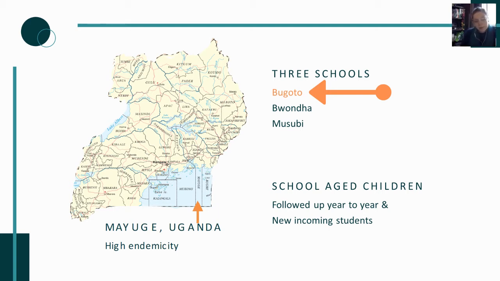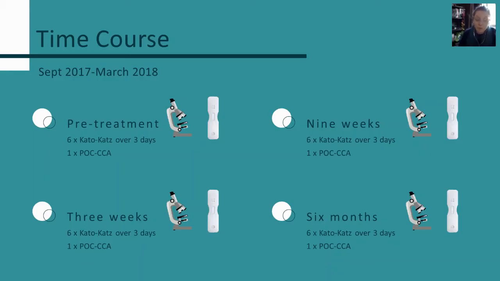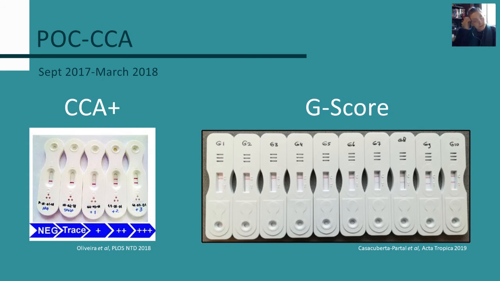For the purpose of this talk, I'm going to focus just on data from Bugoto. And I'm going to talk about an analysis that we've done with data from 4 time points. So data were collected pre-treatment, 3 weeks, 9 weeks, and 6 months post-treatment. And 210 school-age children provided samples for CAT-CATs and CCA. And we actually scored the CCA tests in 2 different ways. So first of all, with the manufacturer's guidelines, which from now on I'm going to call CCA+.